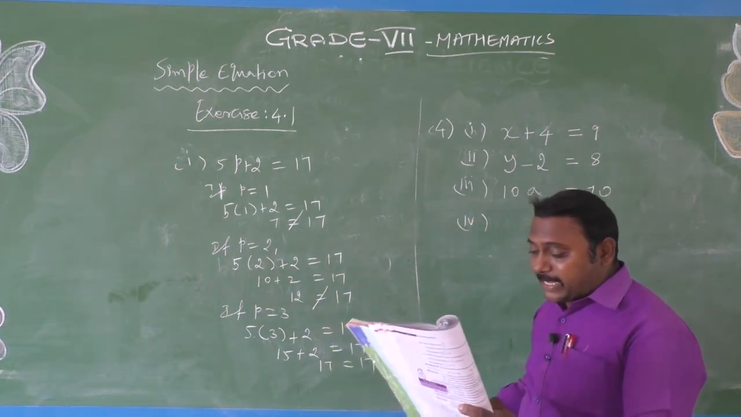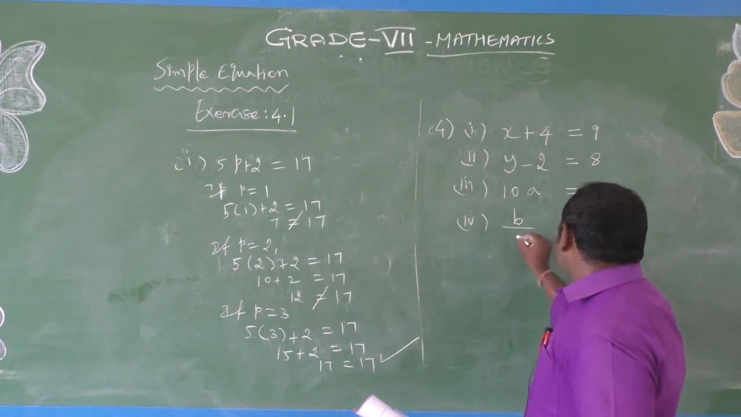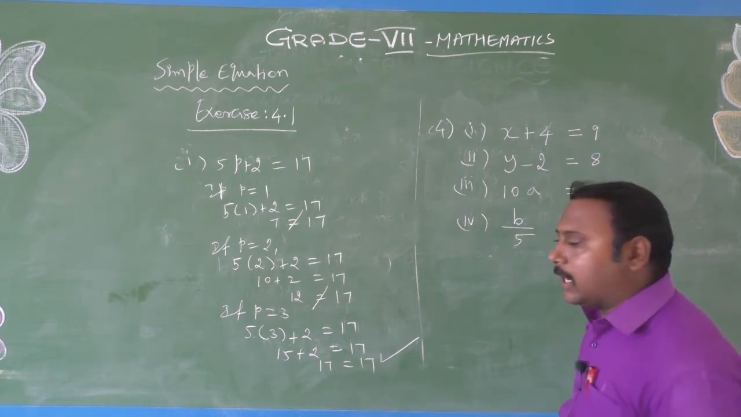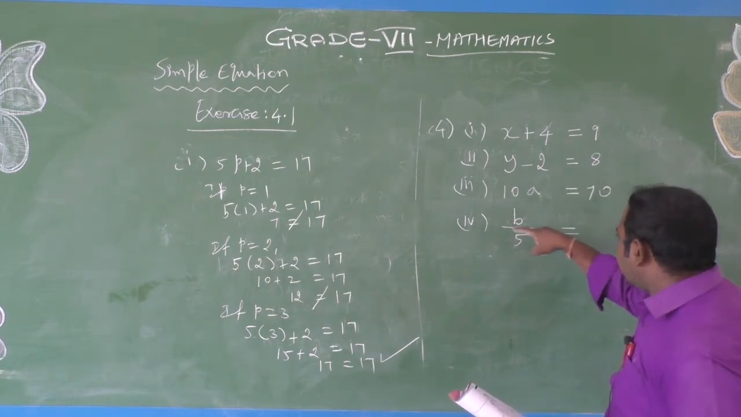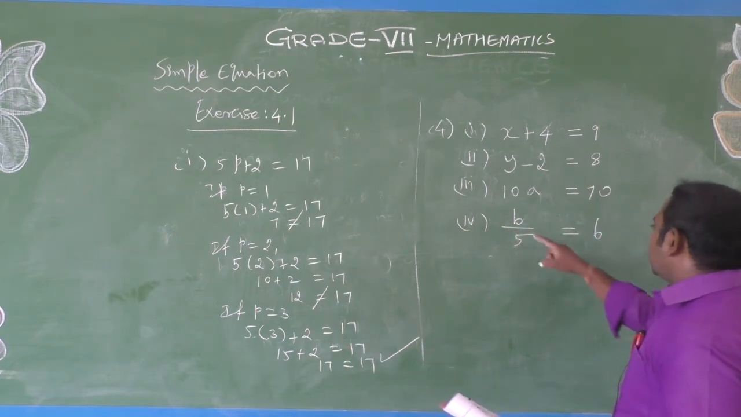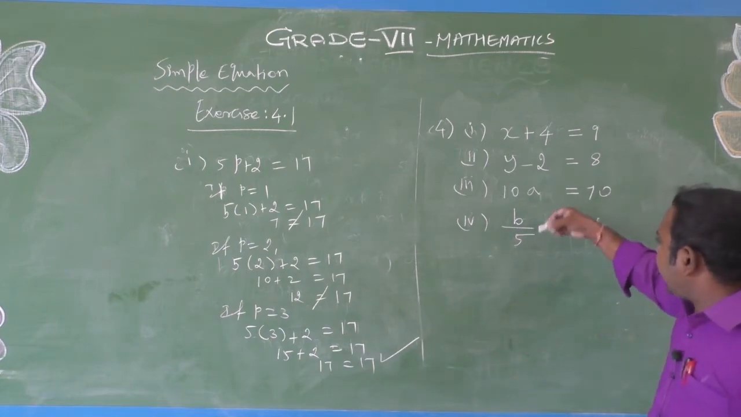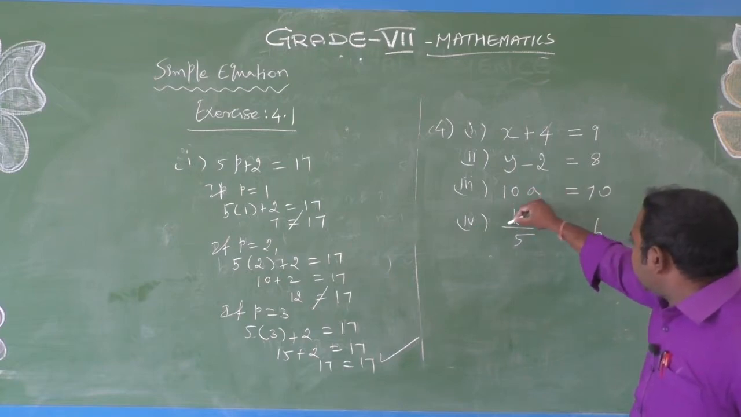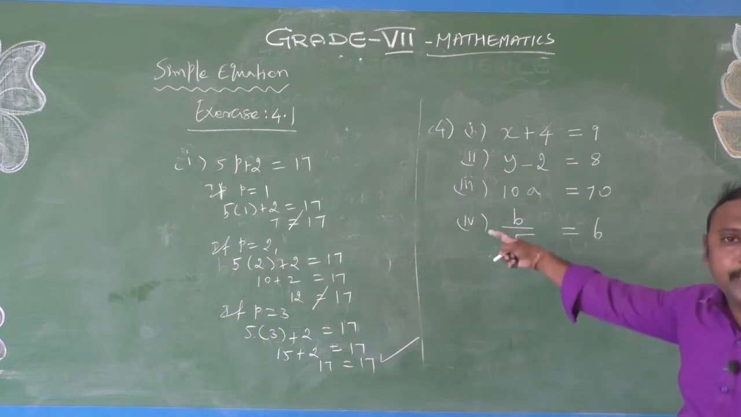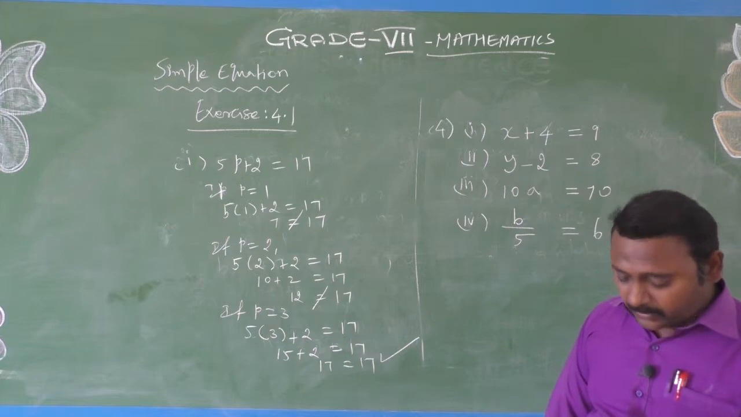Then fourth one. The number b is divided by 5 gives 6. So b by 5 is equal to 6 is the answer. Are you clear? Again I will tell you, the number b is divided by 5 gives 6. So b by 5 is equal to 6 is the answer.